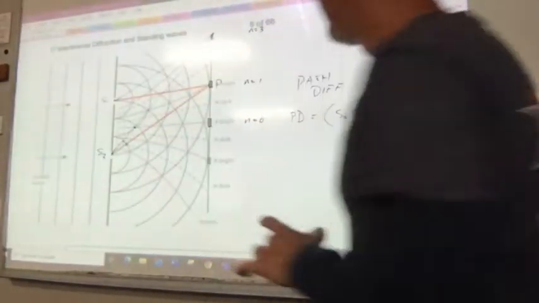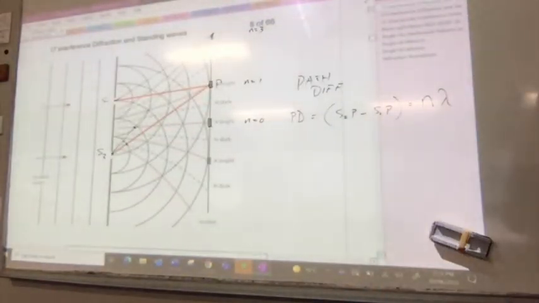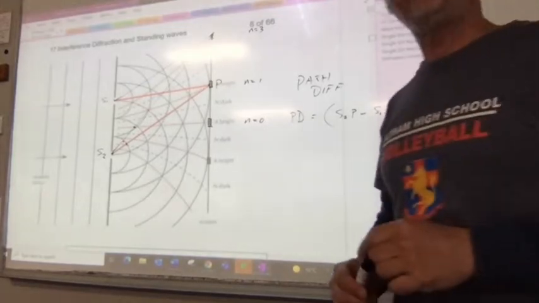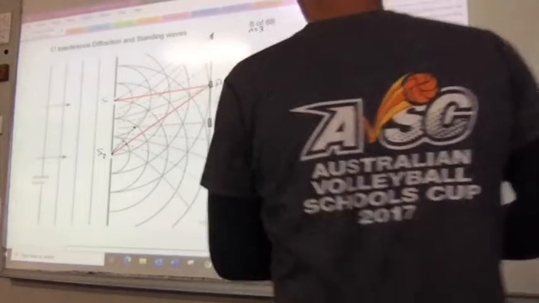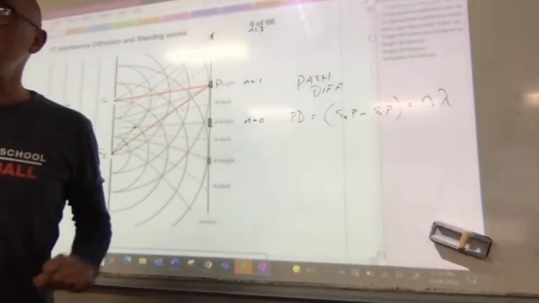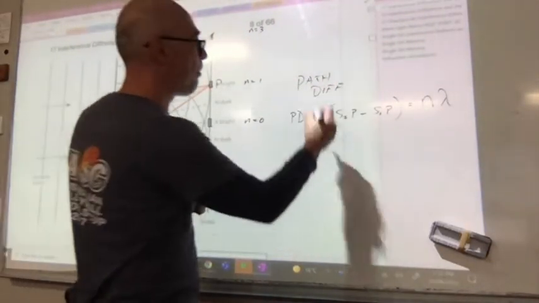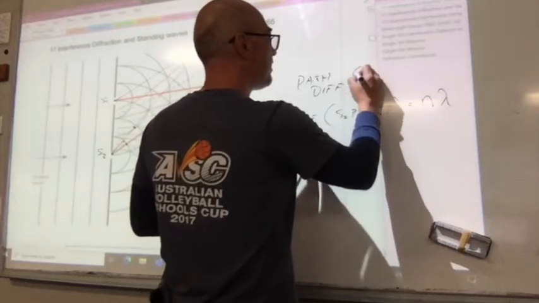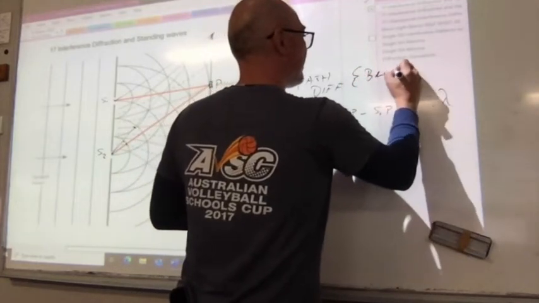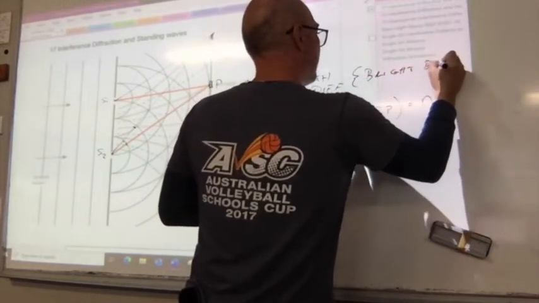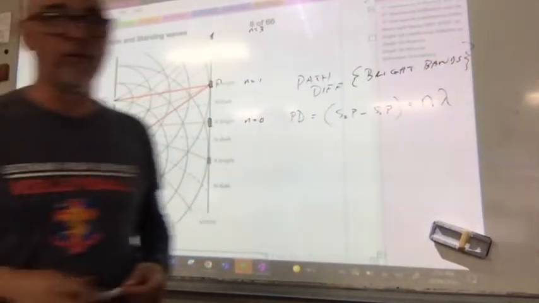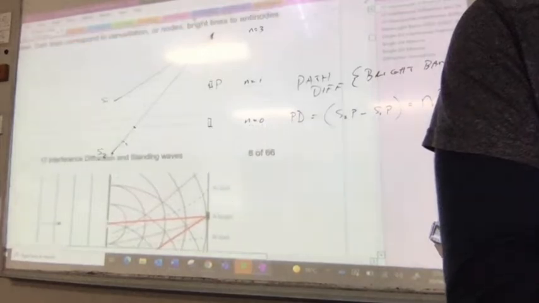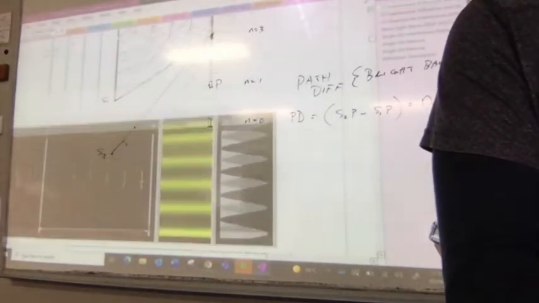All right. Okay. Now I know what you're thinking. What about the dark bands? I'm like, that's a really good question. So these are the conditions for bright bands. Path difference, bright bands. Okay. What about dark bands, I hear you call? For dark bands, all right.